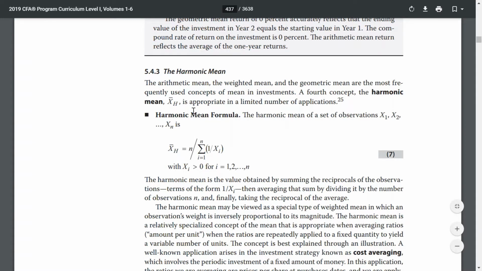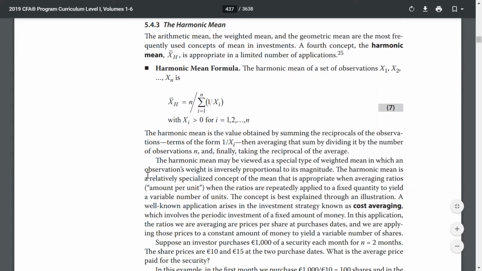So the X bar sub H is the harmonic mean formula. The harmonic mean formula uses the observations X sub 1, X sub 2, all the way to X sub n, and is given by this.